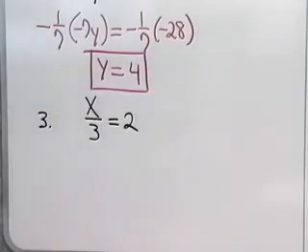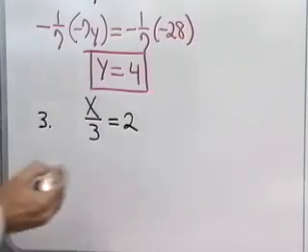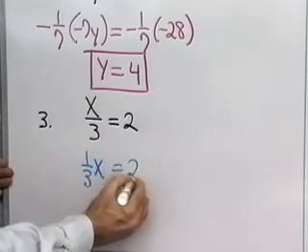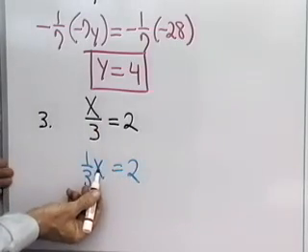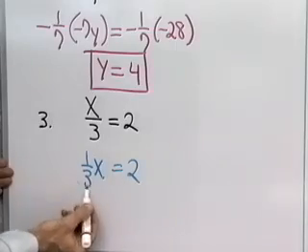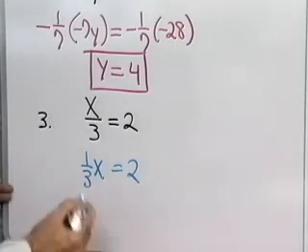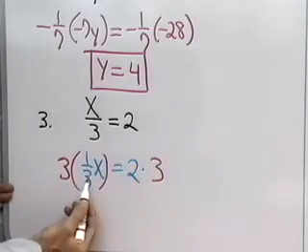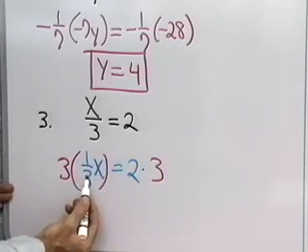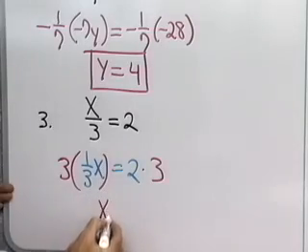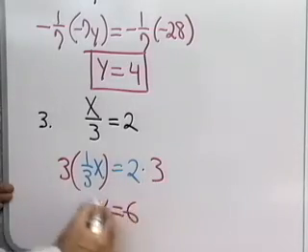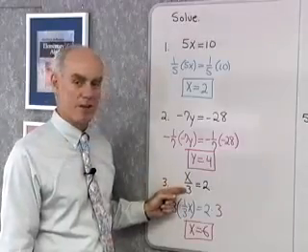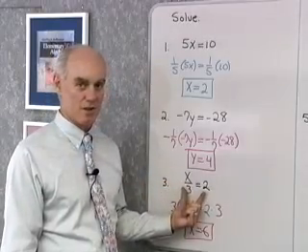Next example, x over 3 is equal to 2. X over 3 is the same as 1/3 x. So x divided by 3 is the same as x times 1/3. Now, seeing it this way tells us that to solve this equation, we're going to multiply both sides by 3. That's the reciprocal of 1/3. 3 times 1/3 is 1 times x is x. 2 times 3 is 6. And isn't that true? When x is equal to 6, 6 divided by 3 is 2, and that gives us a solution to this equation.